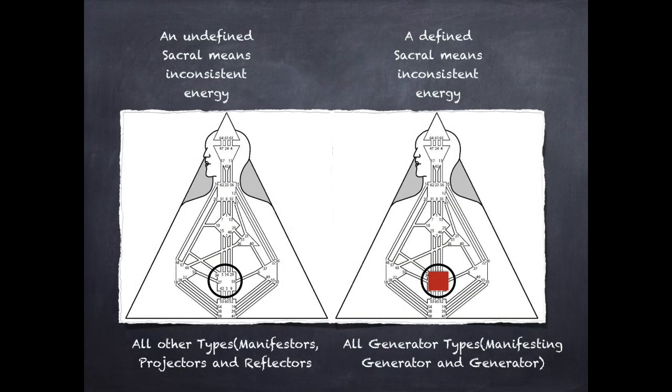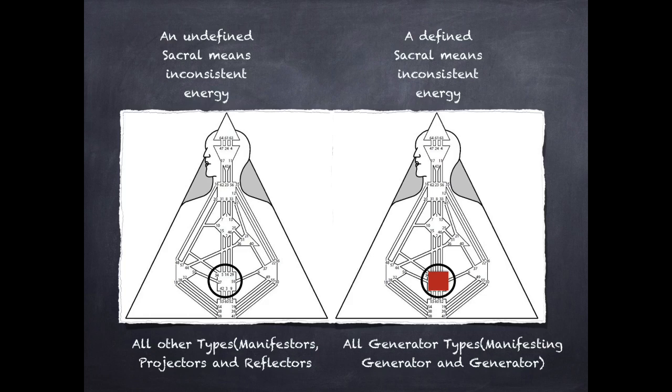As I mentioned before, in human design, when a center is defined, it means the energy is more fixed and consistent, meaning the way you express this energy is more routine. And when you have an undefined center, that means the energy is more inconsistent. So the way you express this energy is dependent upon the people that you're with.